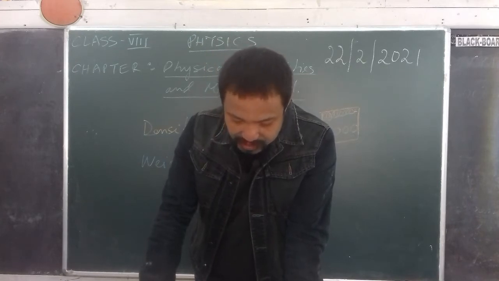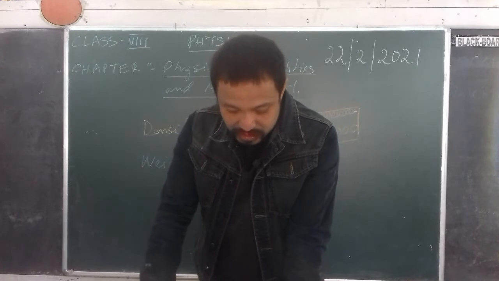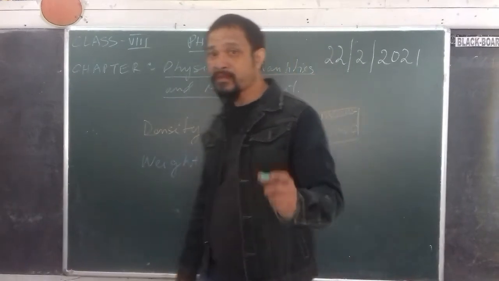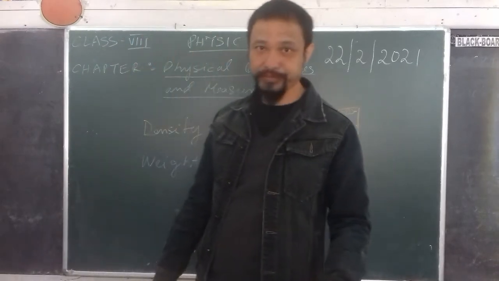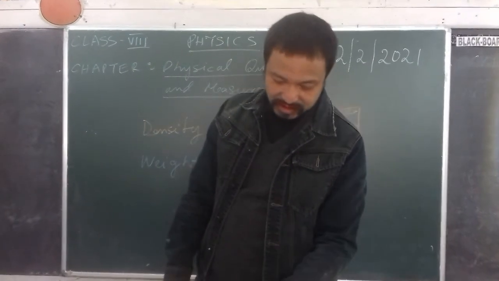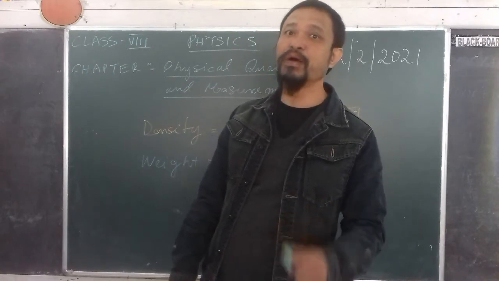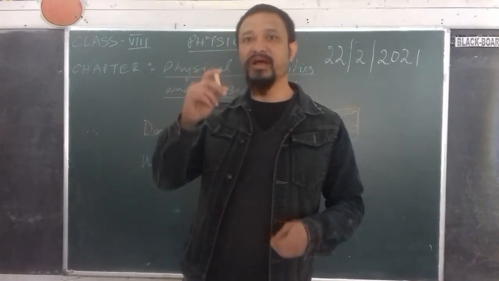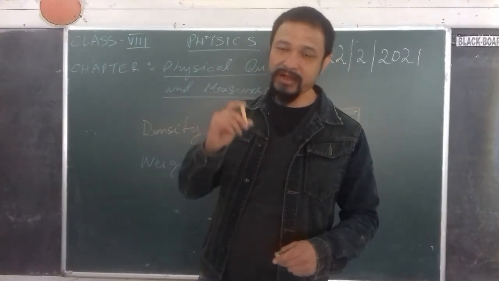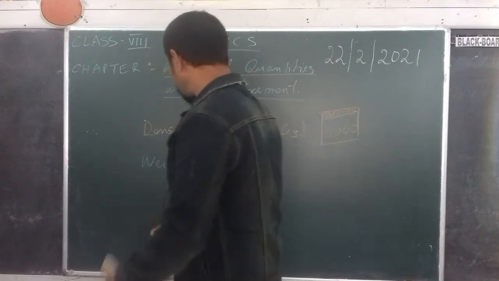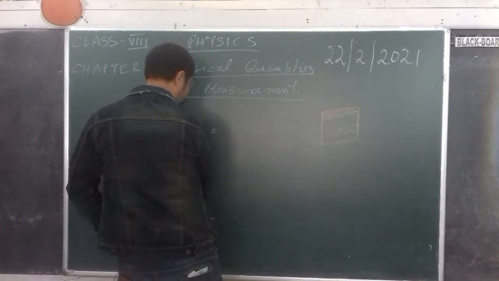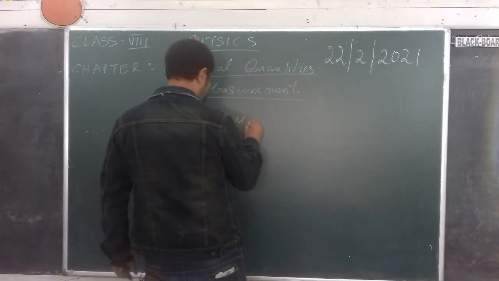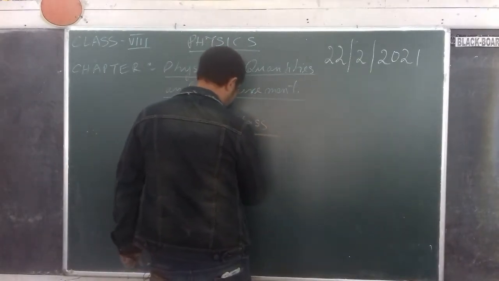The density of a substance is defined as its mass per unit volume. Mass, if you go by the definition, is the amount of matter contained in a body. So density is defined as mass per unit volume. That means in a particular volume, what is the amount of mass? Higher the mass, higher the weight, higher the density. So from this only, density equals mass per unit volume.